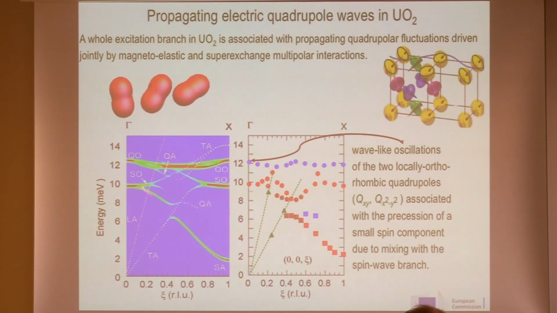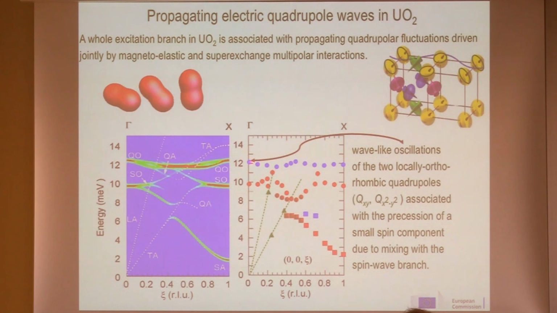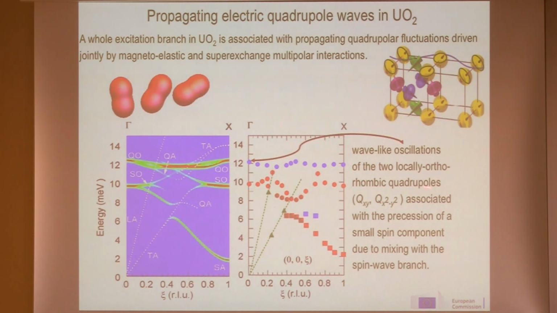We can observe here the large phonon coupling, but there are also other avoided crossings here. And we can explain why there is intensity here, strong here, and here. It's not just like that. This excitation is just a quadrupolar optical branch. These are wave-like oscillations of the orthorhombic quadrupoles that are associated to a precession of a small spin component, which is due to the mixing with the spin wave branch.